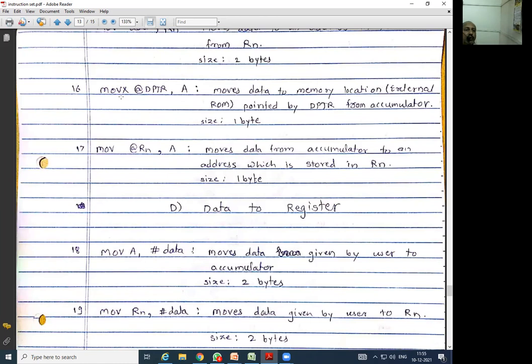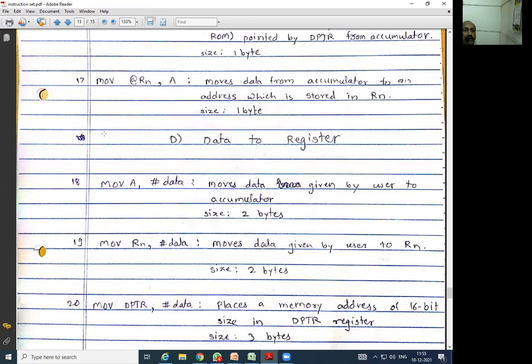The next one, that is MOVX @DPTR, A. So it is an external memory. So external memory मधला जो address आहे DPTR चा, त्याच्यामध्ये ही A ची व्हॅल्यू ट्रान्सफर करा. That is move data from accumulator to this external memory location pointed by DPTR, म्हणजे A ची व्हॅल्यू तिथे जाणार आहे. Next one, that is MOV @Rn, A. So accumulator मधला डेटा Rn मध्ये जो ऍड्रेस आहे त्या ऍड्रेस वर जाऊन स्टोअर होईल.